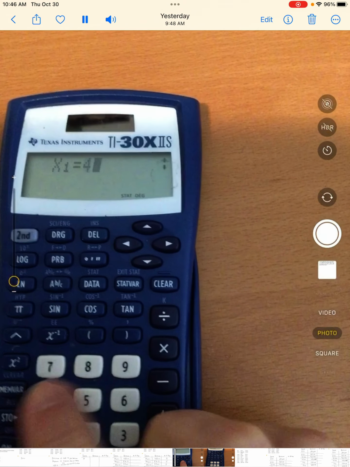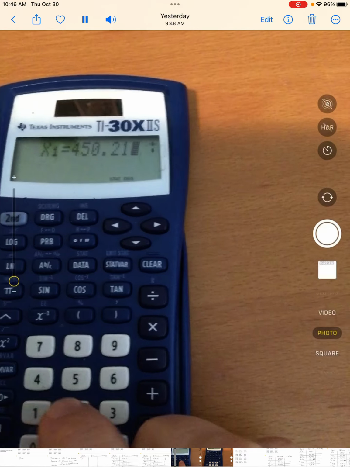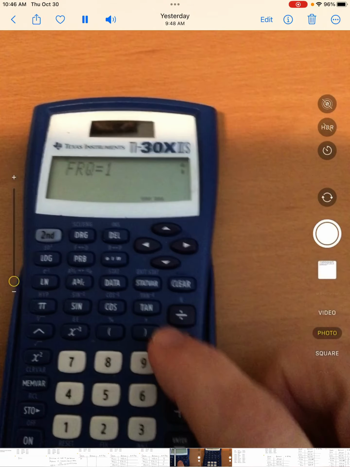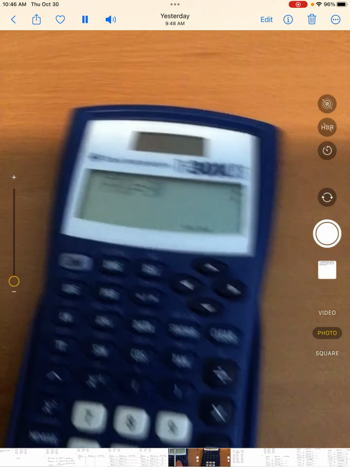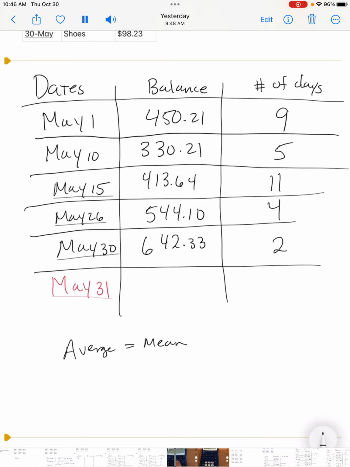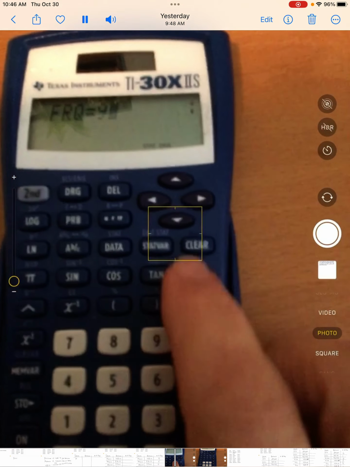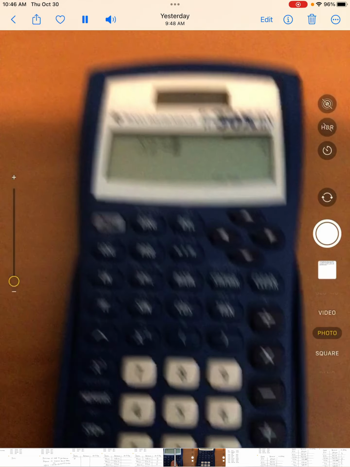So data, it wants to know what's your first balance. And this is when I type in 540.21. And how long did it stay that way? Well, it stayed that way for 9 days, right? Let me go back and make sure you see that. You can back up the video. 540.21 stayed that way for 9 days. And then I go down because I have another balance to enter. I'm averaging the balance. That's why that's my data.